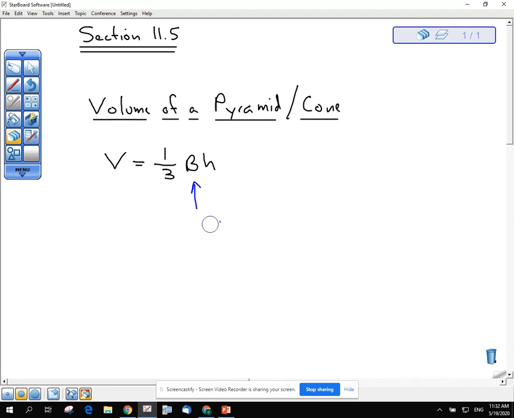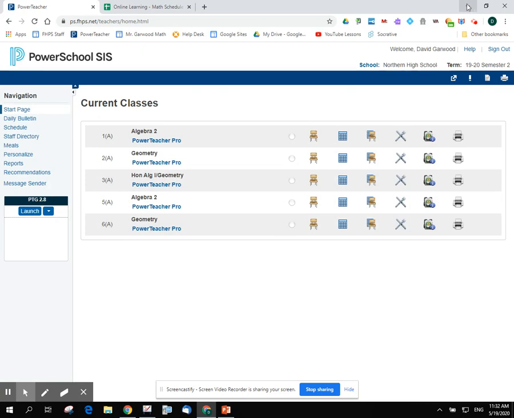If it's a hexagon, then it might be 1/2 apothem times perimeter. And your formula would be 1/3 times 1/2 apothem times perimeter times h, the height of the pyramid or cone. If it's a cone, then as we've said before, that's a round pyramid, and pi r squared is going to go in there for B. Okay, so this is going to be one of the main challenges for today. And let's look at some examples.